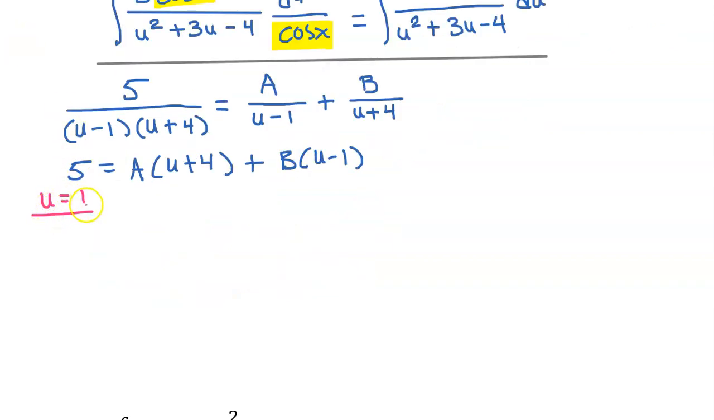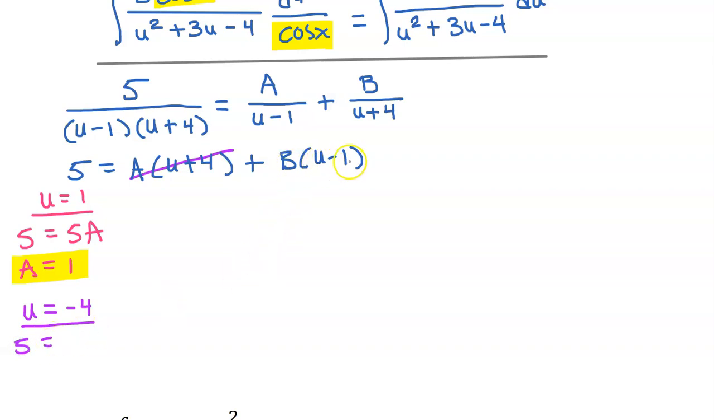If we let u equal 1, this term goes away. So we are left with 5 is equal to a times 1 plus 4. That's 5a. Dividing both sides by 5, we get a is equal to 1. If we let u equal negative 4, then this term goes away. That leaves us with 5 is equal to b times negative 4 minus 1. That is negative 5b. Dividing both sides by negative 5 gives us b equals negative 1.